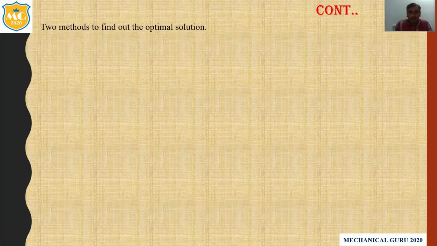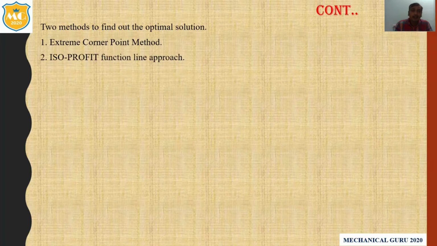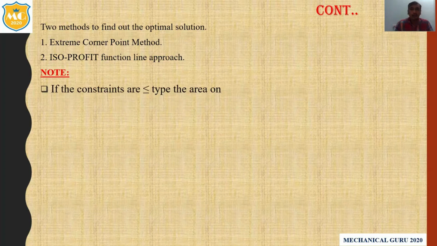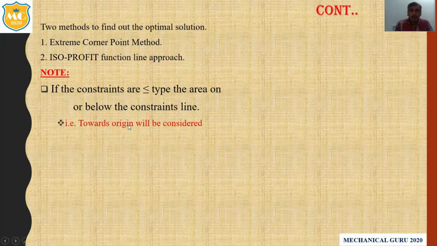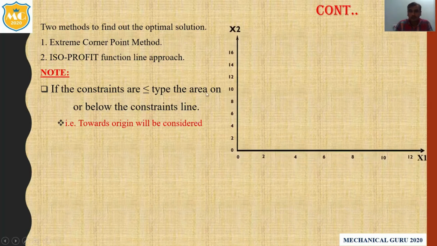So basically the graphical method is solved by two methods. The first is the extreme corner point method and the second is the ISO profit function line approach. In the graphical method, there are some important notes, so we discuss them one by one. The first note: if the constraints are less than or equal to type, the area on or below the constraint line, means towards the origin, will be considered. Now let's see one example.